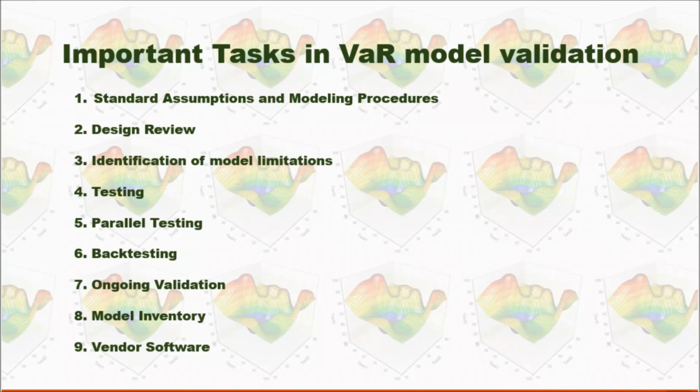To summarize, there are 9 important tasks in VaR model validation. 1. Standard assumptions and modeling procedures. 2. Design review. 3. Identification of model limitations. 4. Testing. 5. Parallel testing. 6. Backtesting. 7. Ongoing validation. 8. Model inventory. 9. Vendor software.